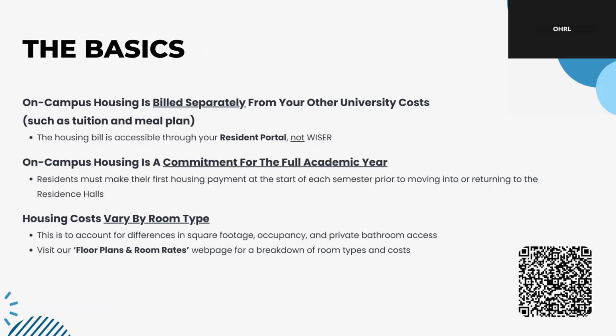On-campus housing is billed separately from your other university costs. That includes tuition and meal plan. So on-campus housing is not going to be billed through Wiser. It is instead accessible through your resident portal. All of you have already been to the resident portal at one point or another to sign your housing license agreement. So you have already gotten familiar with that. That is also going to be the place where you access your on-campus housing bill.